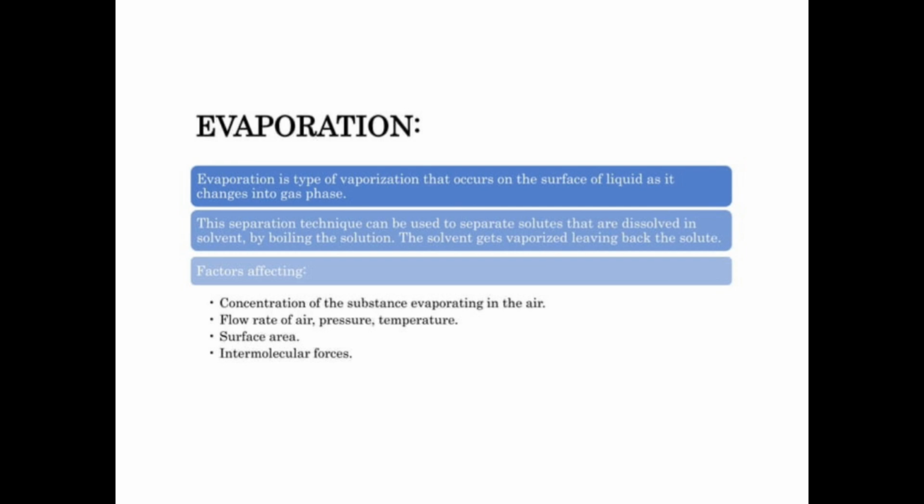Evaporation is a type of vaporization that occurs on the surface of a liquid as it changes into the gas phase. The separation technique can be used to separate solutes that are dissolved in a solvent by boiling the solution. The solvent gets evaporated, leaving the solute behind. But there are key factors that affect evaporation: the concentration of the substance evaporating in the air, the flow rate of air, pressure, temperature, the surface area, and the intermolecular forces.